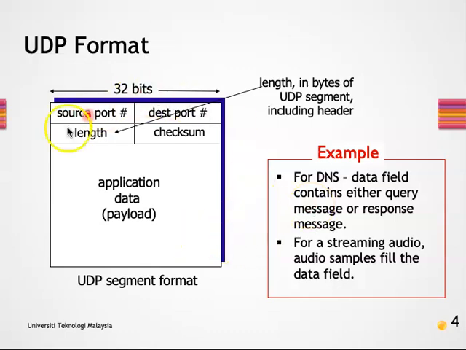And finally, this is the application data or payload that occupies the data field of the UDP segment. So, for example, for applications such as DNS, this data field will contain either a query message or a response message. For streaming audio, for example, this application data field will be filled with audio samples.